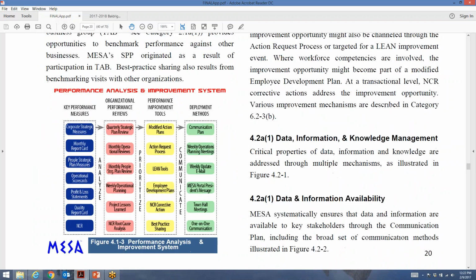Okay, now we're down here. Performance analysis and improvement system ought to be a picture. I would call this something different today. If I write an application today, I would call this my organizational learning and improvement system. And this is going to have my key performance measures, or the things that I look at to tell me how I'm doing. I want to tell you about my systematic performance reviews. I'm going to tell you about my systematic improvement tools, and I'm going to tell you how I deploy those things. So organizational learning and improvement system. Ought to have a picture of that. That ought to make your list.